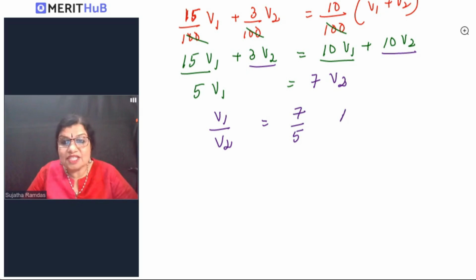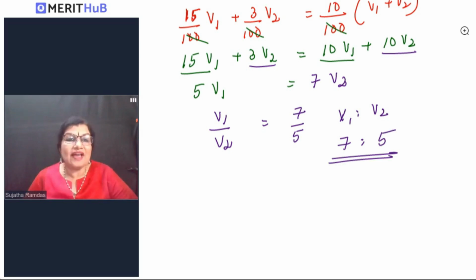So what is the ratio? V1 is to V2, the ratio would be 7 is to 5. So that is the final answer to this question. We solved this without using the number of moles, without substituting the values required for number of moles. So this solution was very easy, right?